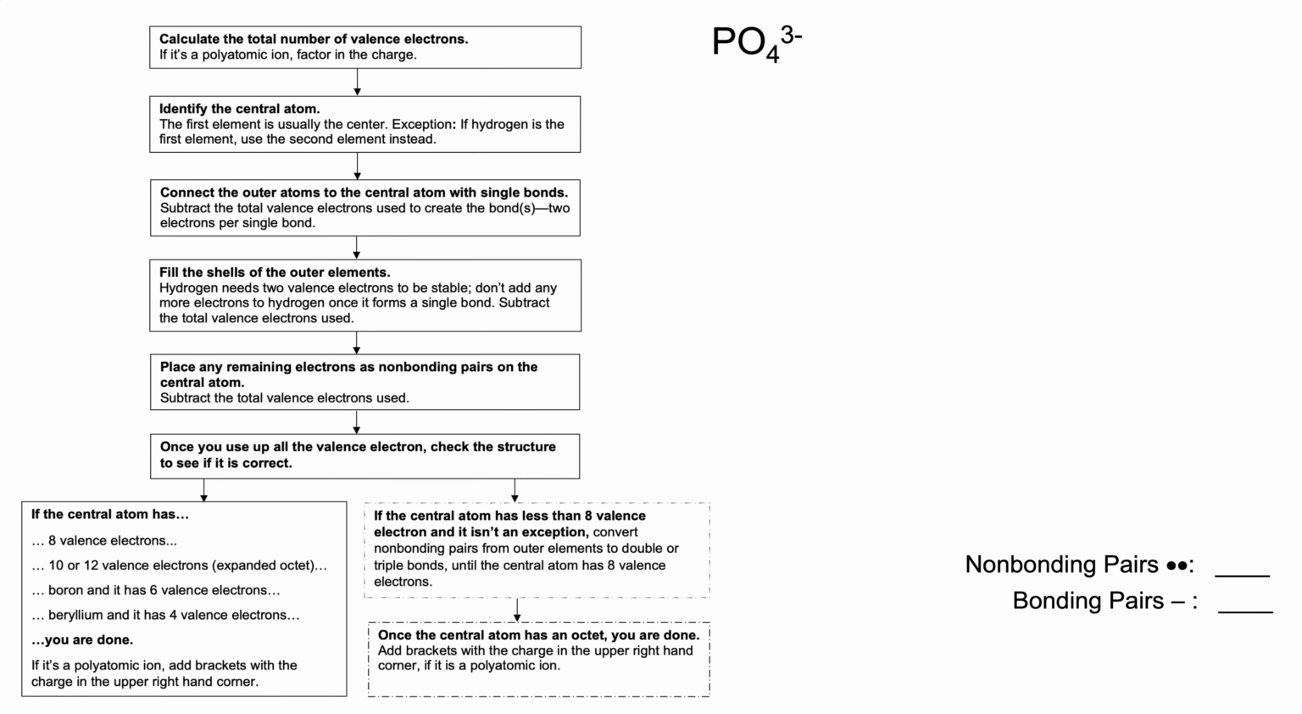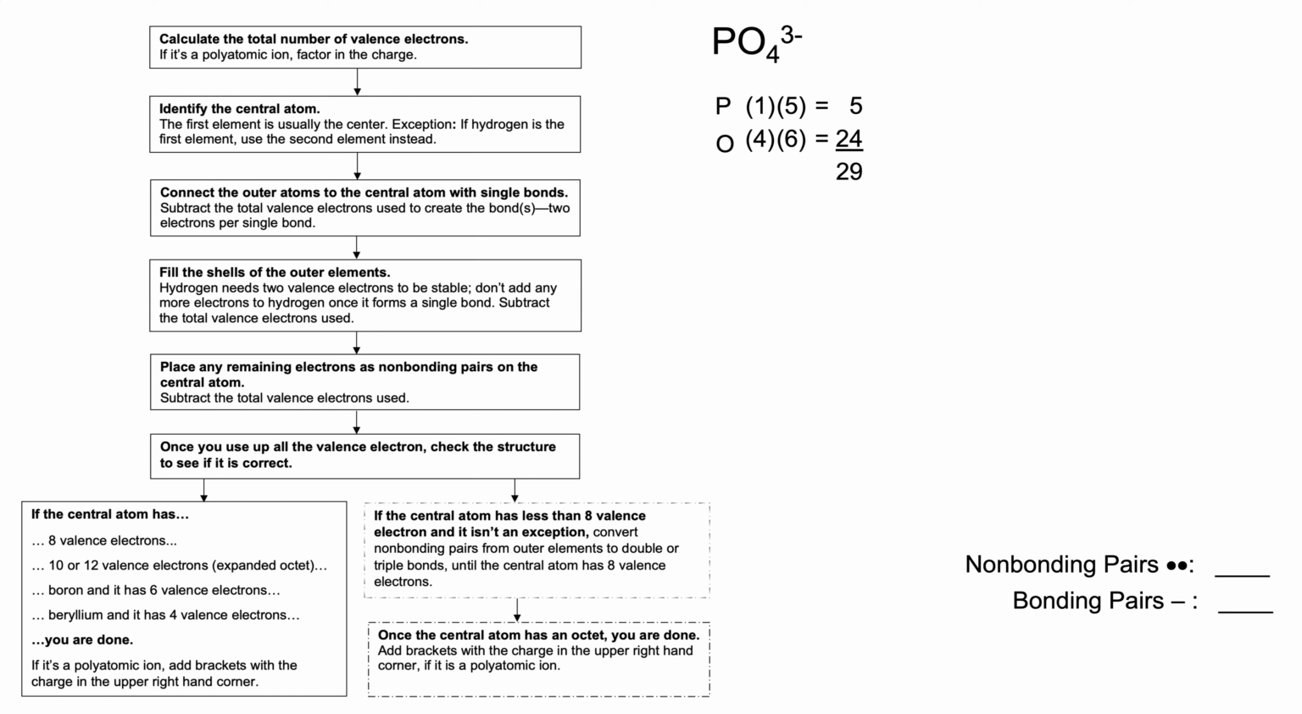My first step is going to be to determine the total number of valence electrons. I have phosphorus and oxygen. There's 1 phosphorus, there's 4 oxygens. Each phosphorus contributes 5 valence electrons, whereas each oxygen contributes 6. I multiply across and add to get a total of 29.